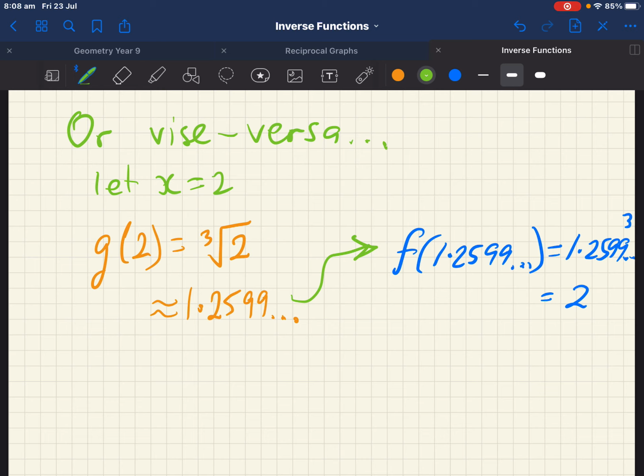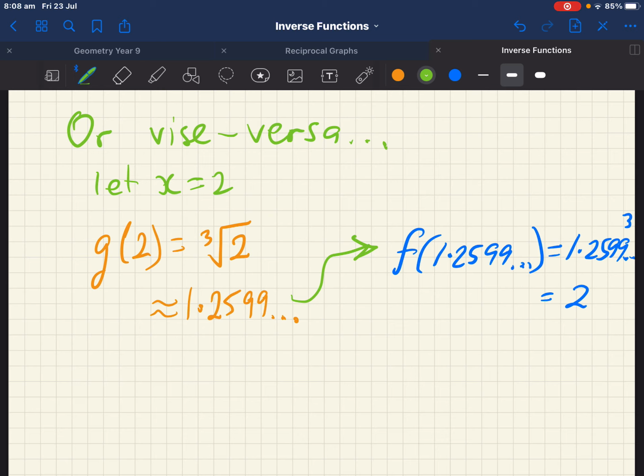g(x) can just as easily undo f(x). They're opposites of each other, so it doesn't matter which way you do it. In this case, let's stick with the value 2. If we instead plug 2 into g(x) first, you'd end up with the cube root of 2, which I'd personally just leave as an exact value. But if you wanted to know what that was as a decimal, it's approximately that.